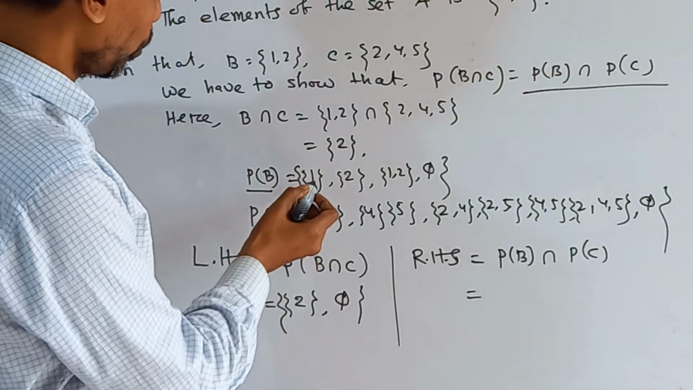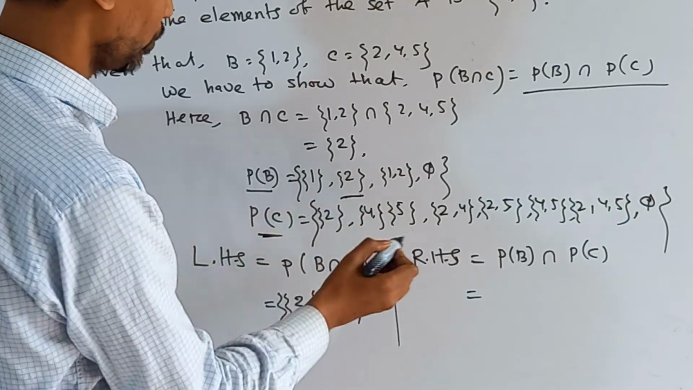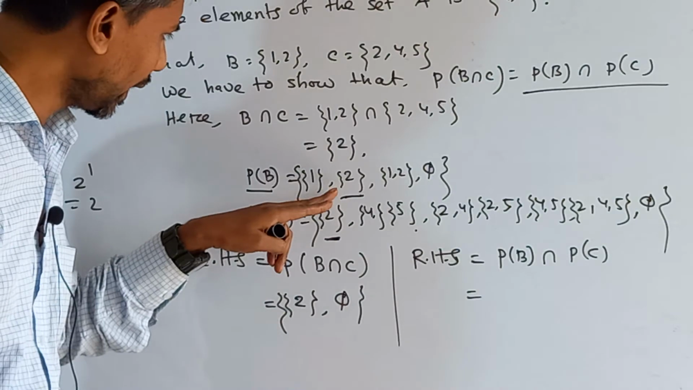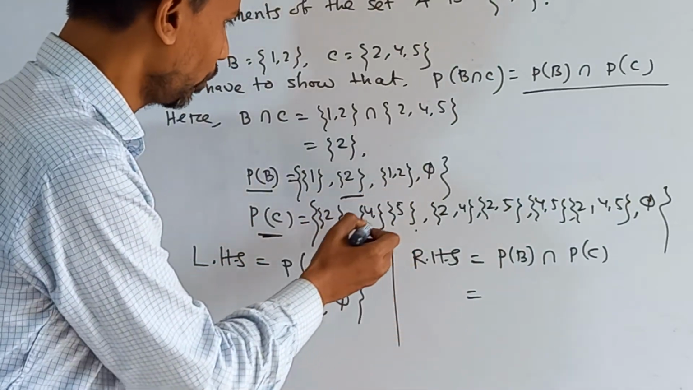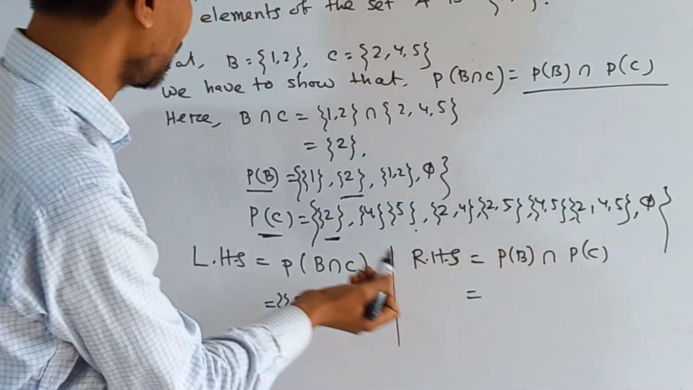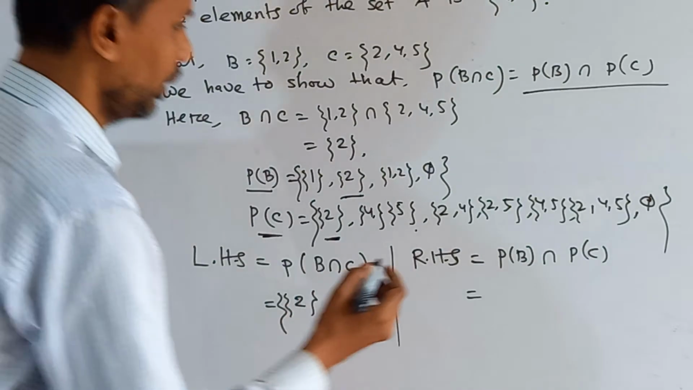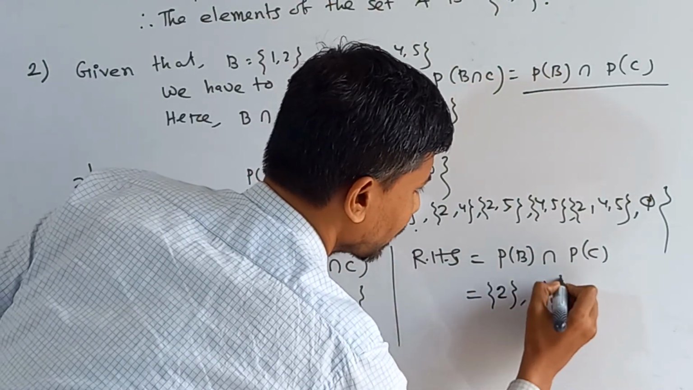You see, 1, there is no 1 here. 2, look here, 2 is also here. That means the element 2 is the common set. And see, 1, 2, there is no 1, 2. Similarly, the empty set is also a set in both. So we can write here {2} and the empty set.